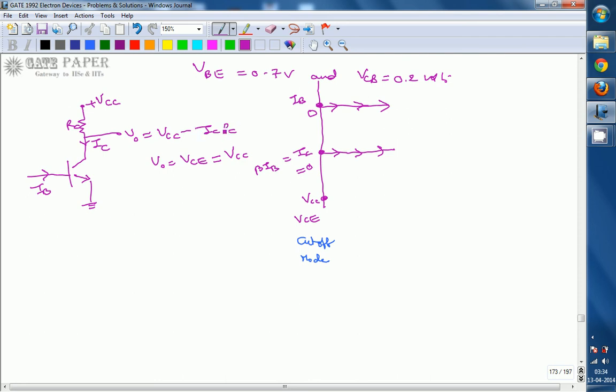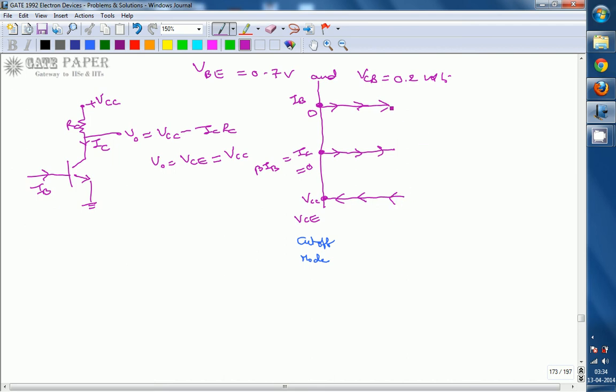Whenever this term increases, the total value of VCE is reduced. So the VCE value reduces as we move towards the right. VCE increases from right to left, whereas IB and IC values increase from left to right. This is what actually takes place.